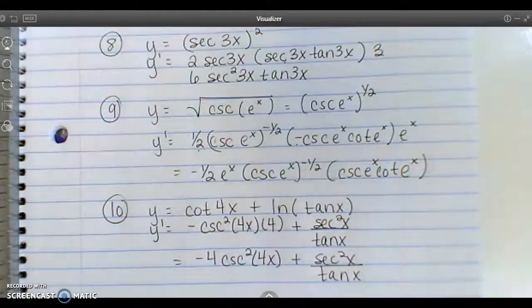And so basically with trig functions, it's just knowing a few more rules, but the processes are still the same as far as chain rule, quotient rule, product rule, and all of the other rules still apply.